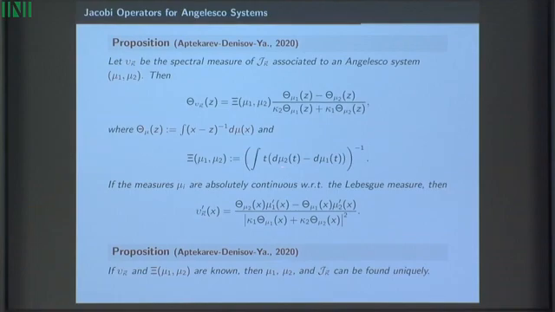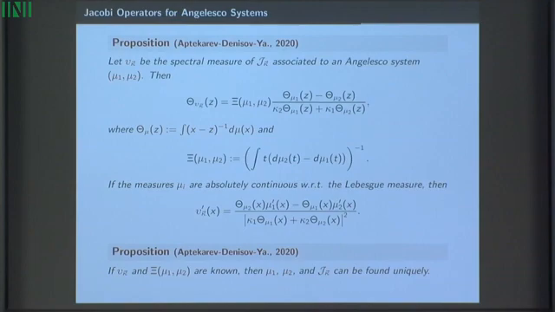You need to know the difference of the first moments of the measures of orthogonality. And moreover, if the measures mu1 and mu2 are absolutely continuous, then the spectral measure is also absolutely continuous, and you can compute its density through the densities of mu1 and the Stieltjes transform. In the other direction, if you know the spectral measure and the difference of the moments of mu1 and mu2, then you can recover the measures of orthogonality. Therefore, you can recover the multiple orthogonal polynomials, recurrence coefficients, and your Jacobi operator on the tree.